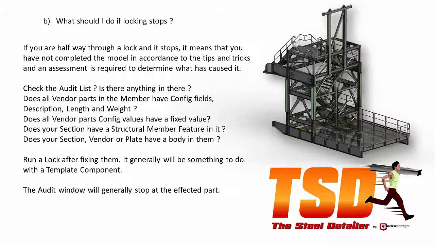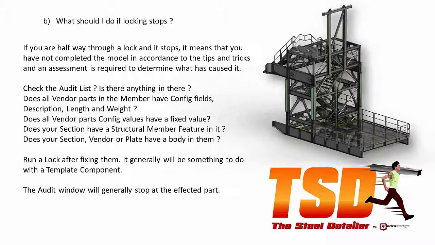So if it stops on a vendor item, it means that you're missing the 3 fields that are associated to it in the config fields area, not the custom properties field, because vendors are different. You want to see our previous webinar and make sure that you understand what that means, and that covers it. Okay, that's what you should do if locking stops.